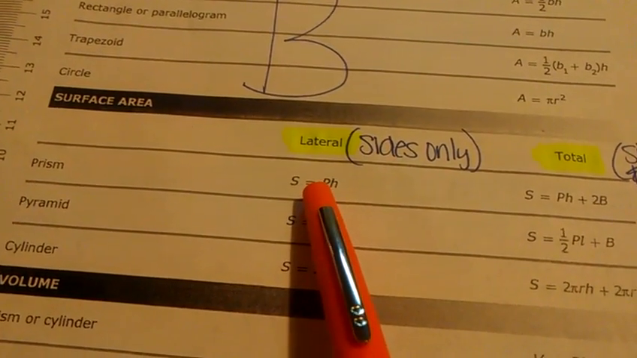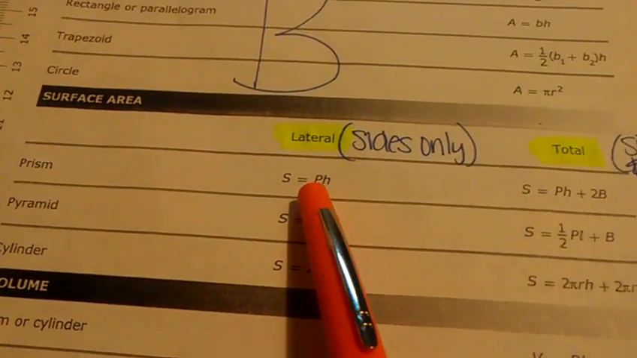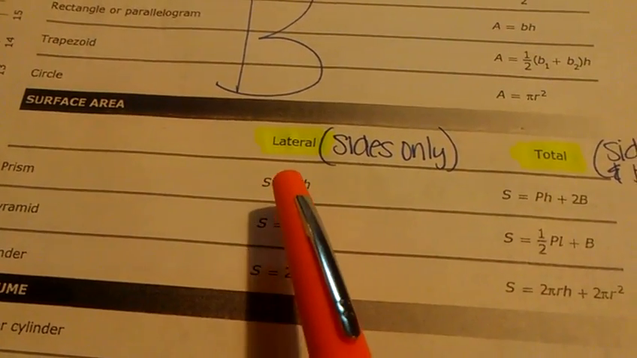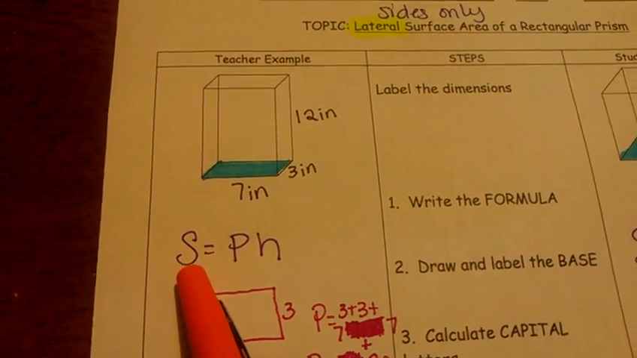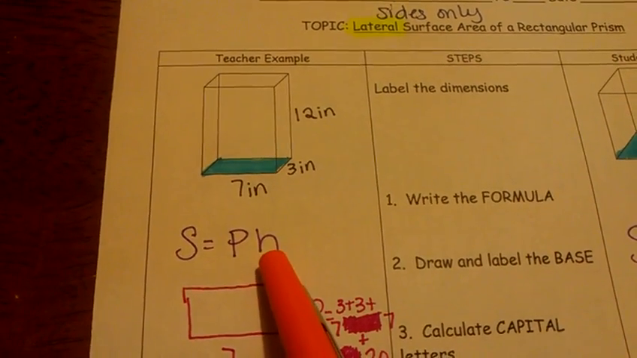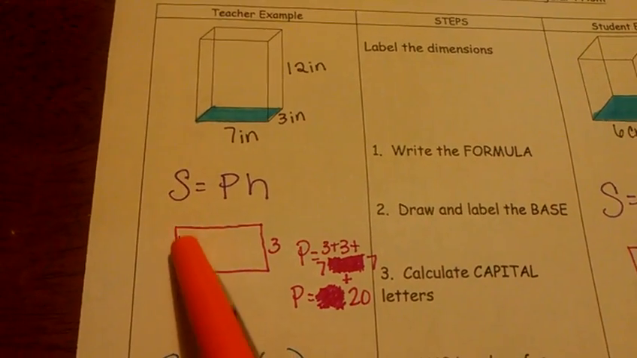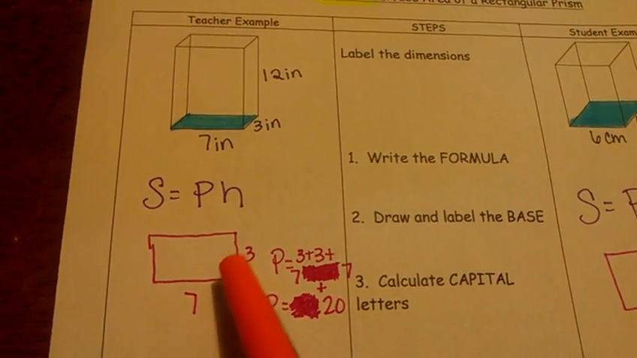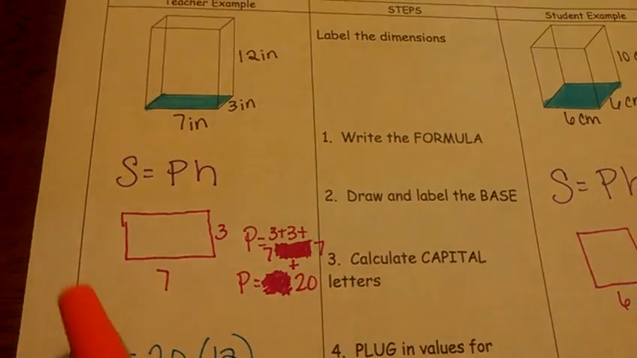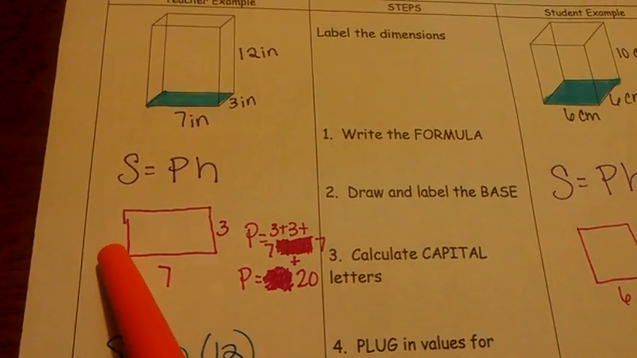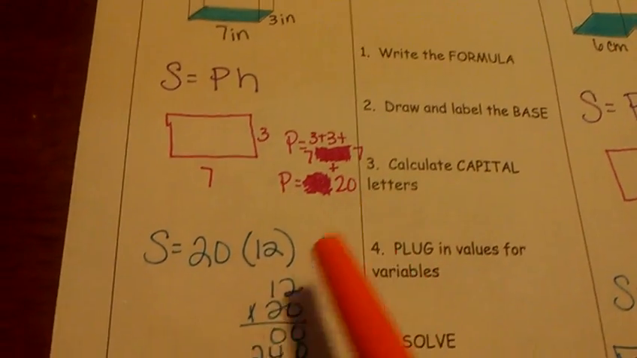So if we're trying to find the lateral surface area of this rectangular prism, come over here. Prism, lateral, surface area is equal to perimeter of the base times h. That's what perimeter, capital P stands for, perimeter of the base. We learned capital B when we were doing volume. Now we've got capital P. Capital P means perimeter of the base. So write my formula. S is equal to capital P times h. I've got my base drawn. It's a rectangle, a 7 by 3 rectangle. Perimeter is equal to 3 plus 3 plus 7 plus 7. So you just add up all your sides to find the perimeter. Perimeter is equal to 20.